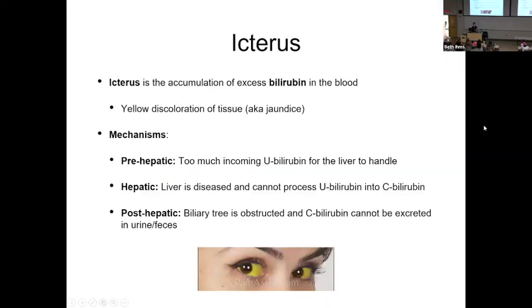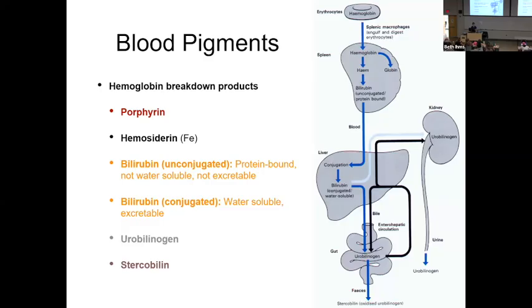All right, so we're going to talk about icterus. Icterus is the accumulation of excess bilirubin in the blood. Icterus and jaundice are synonyms. So these are both referring to a yellow discoloration of tissues. There are 3 and only 3 mechanisms of jaundice or icterus. And it's based on this pathway. So the liver is the site of metabolism. The kidney is the site of excretion. The red blood cells are the site of production, right?